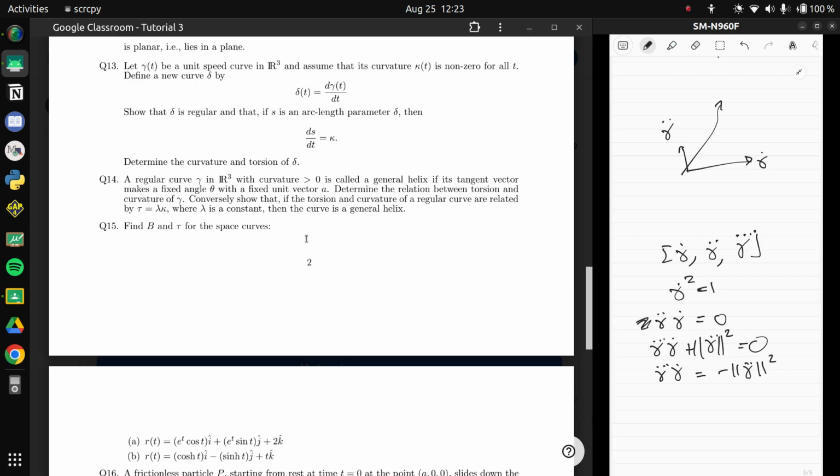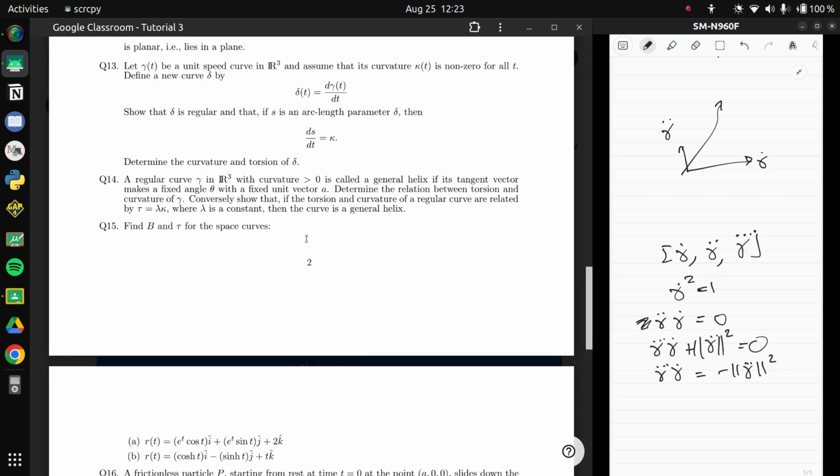This is complete nonsense, isn't it? The dot product doesn't really help. We want the dot product of gamma dot with gamma double dot cross gamma triple dot, not that.